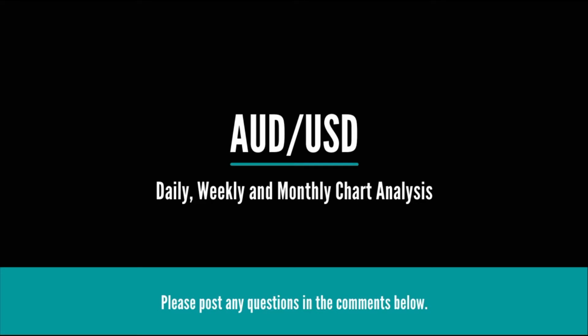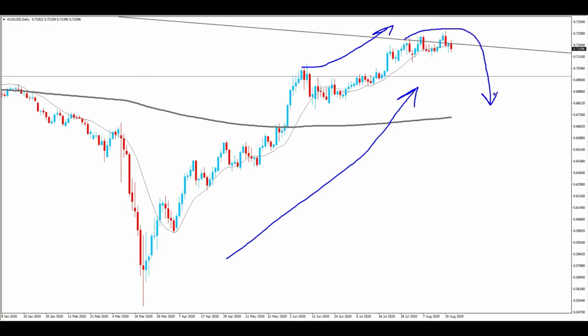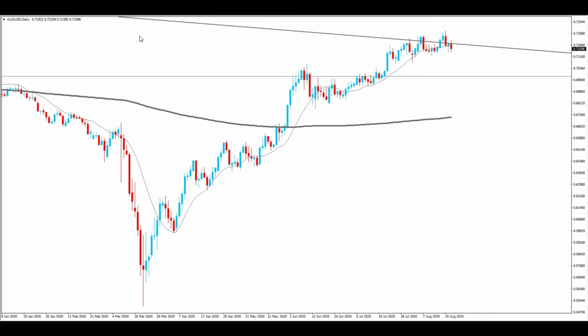Okay, so up next we're going to take a look at AUD USD. Okay, so for AUD USD on the daily chart, you can see that we do have that uptrend in the market, but we are definitely running out of steam with that uptrend, and we're looking at going to have a potential reversal and a move to the downside and possibly have a new trend.